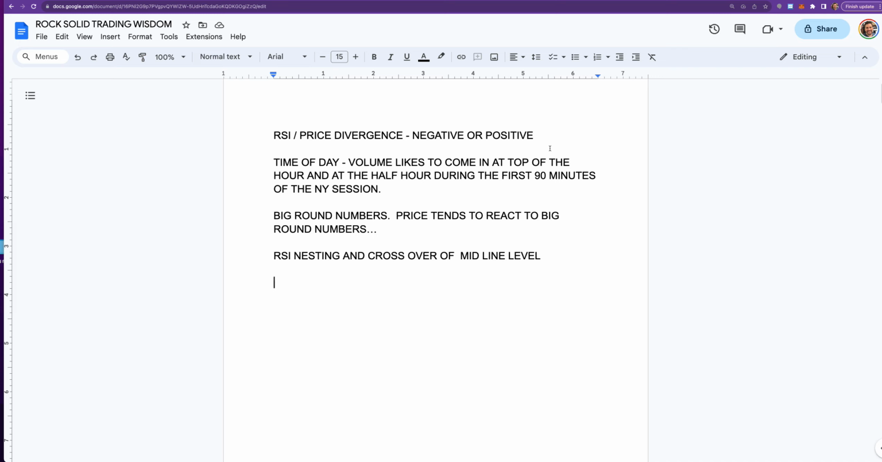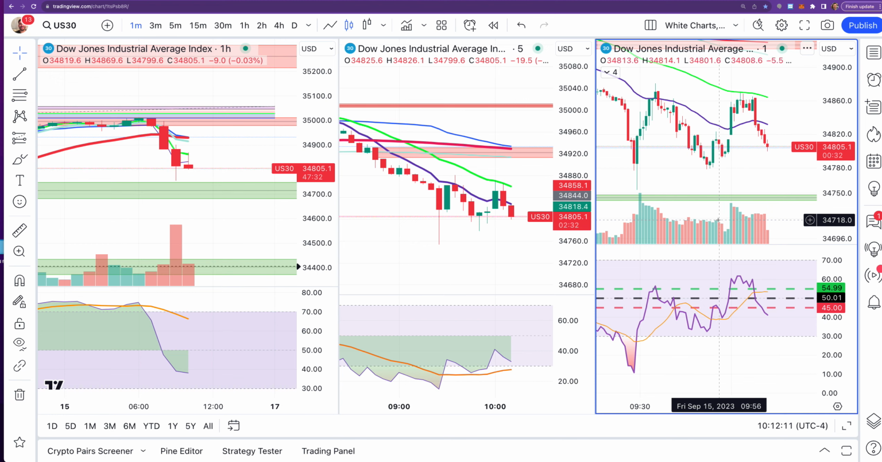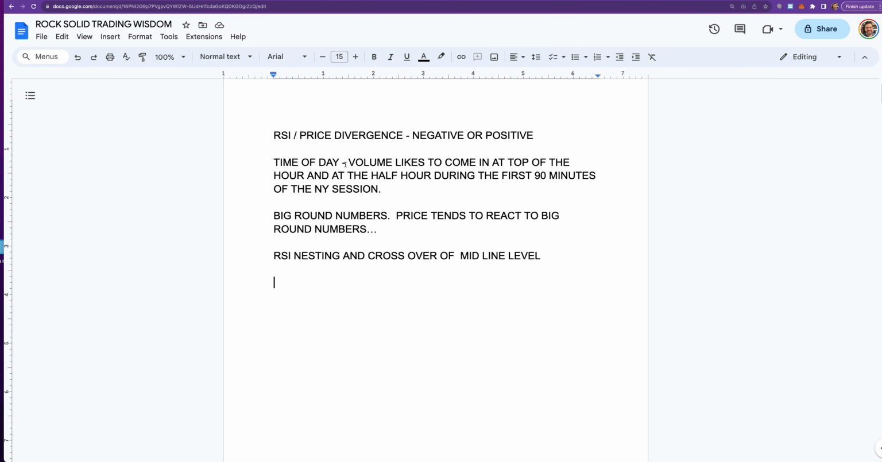Because its RSI is going up as compared to price, which is staying down or slightly lower. The time of day: volume likes to come in at the top of the hour, and at the 10 o'clock hour generally you see a nice push in volume. So as you can see on this trade, we were right there at the 10 o'clock hour.